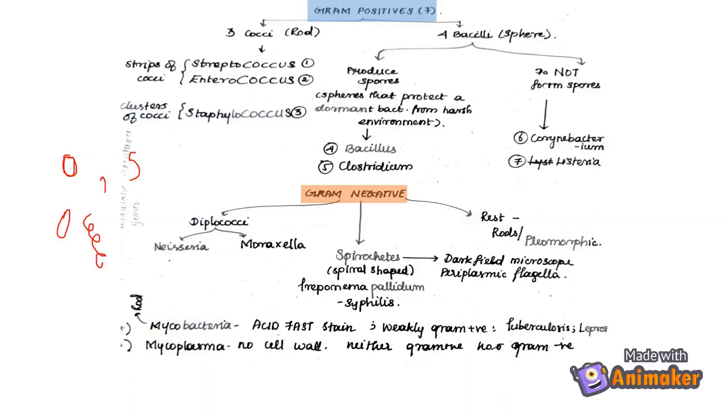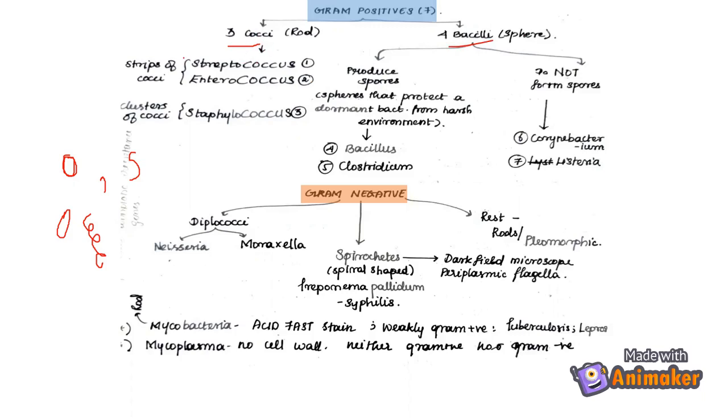So what are the names? You have gram-positive and gram-negative. How do I remember them easily? How to easily classify them? Let's start with the fact that there are 7 classic gram-positive bacteria that cause disease in humans: 3 cocci and 4 bacilli.